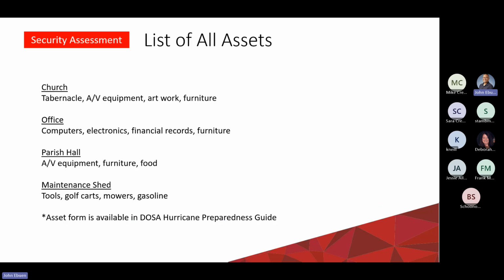The next thing I would do is make a list of all your assets. If you have the hurricane preparedness guide, we have a form where you can list all of your assets. These are just some examples. You're going to have a church, usually an office and a parish hall, and possibly a maintenance shed. All of these contain assets that criminals like to target, so they can steal and sell them for money, for drugs, or whatever. We want to do what we can to deter that.